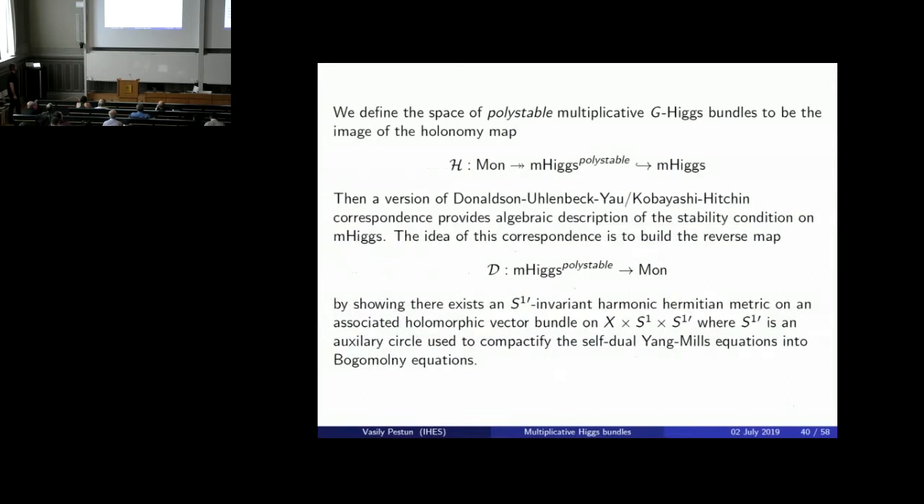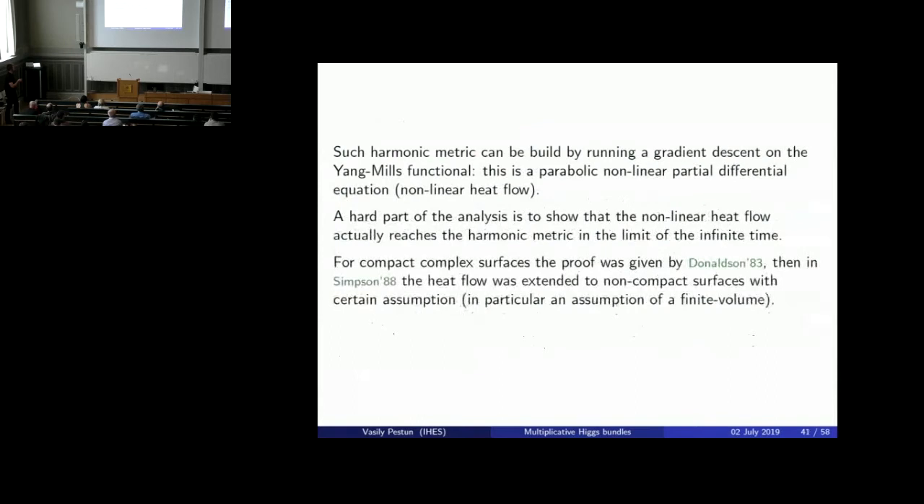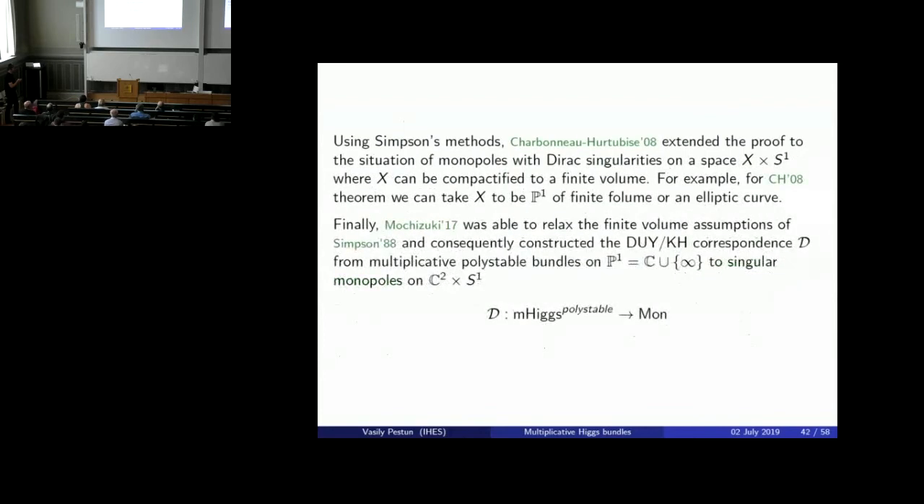So then there are some technicalities. We'd like to consider a subset of this space of G Higgs bundles called polystable bundles, and essentially the definition of this polystable subset are those which are in the image of the reverse map from the monopole spaces to the Higgs bundles. So it's in the spirit of Donaldson, Uhlenbeck, Yau, or the Kobayashi-Hitchin correspondence.